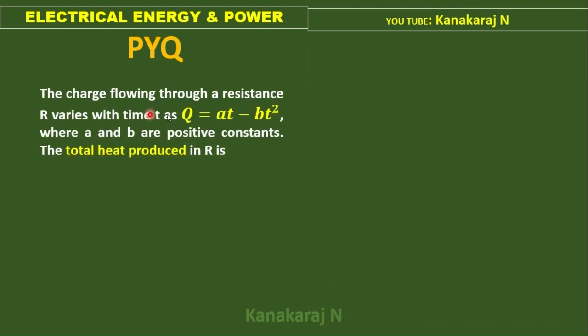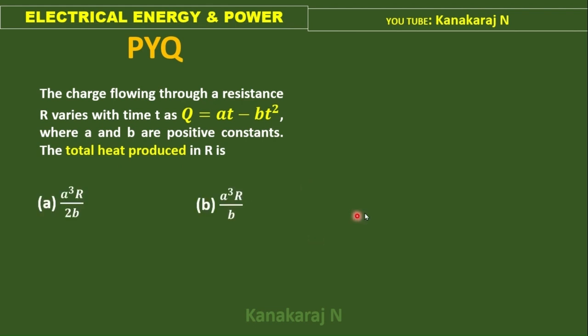The charge flowing through a resistance R varies with the time t as Q equals At minus Bt square. Here A and B are constants. We are asked to find the total heat produced in R. The relation between heat and current is H equals I square Rt. The relation between current and charge is I equals dQ by dt.